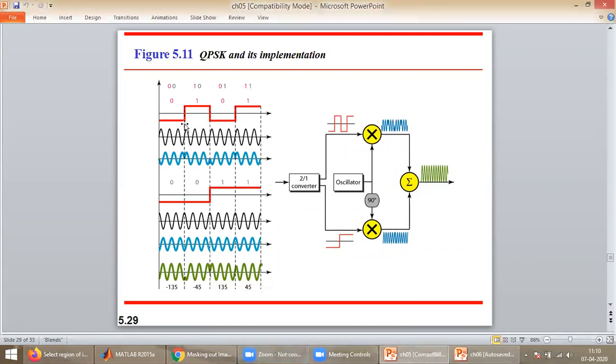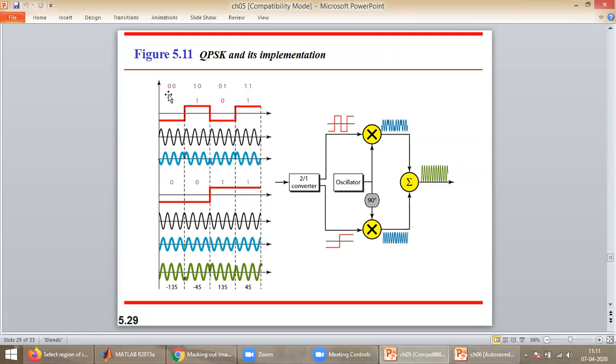It's okay. So here we are sending two bits at a time. Consider one example: 0 0 1 0 0 1 1 1. This is serial data. We need to convert serial data into parallel data. Then after converting, one bit is sent to one modulator, and another bit is sent to another modulator. One modulator is in phase, another modulator is out of phase.